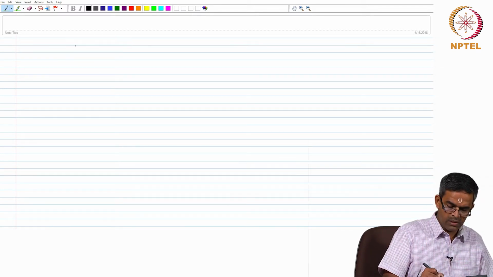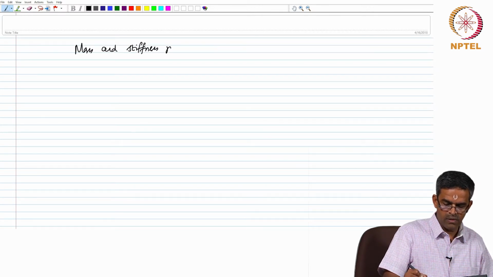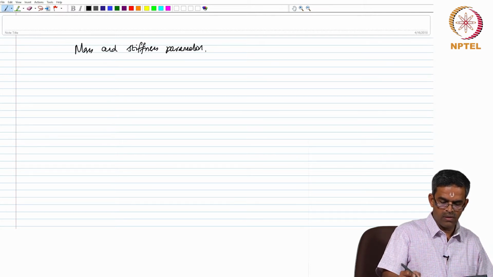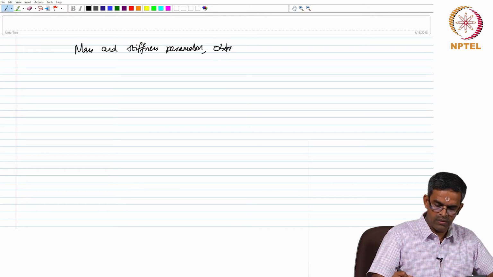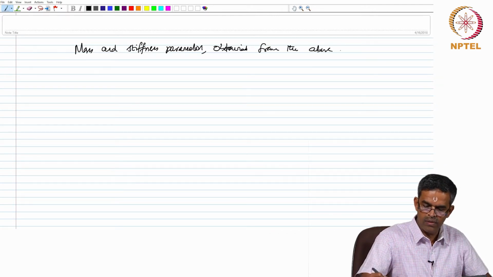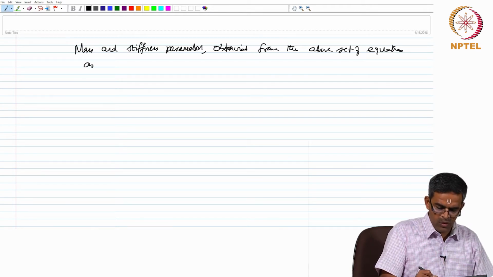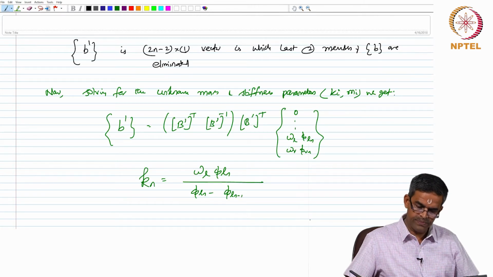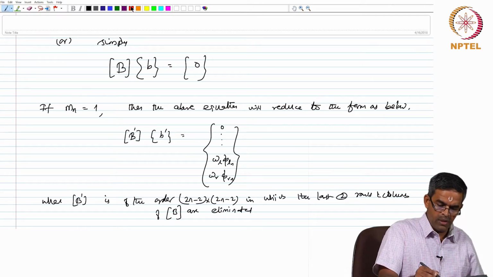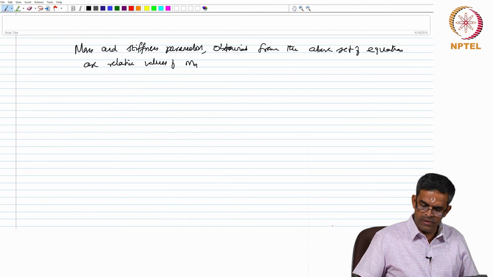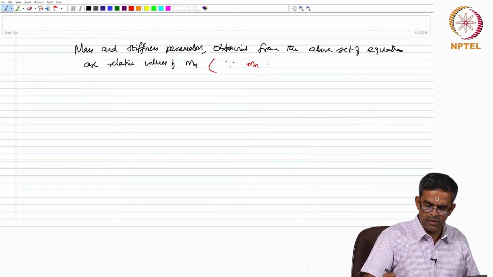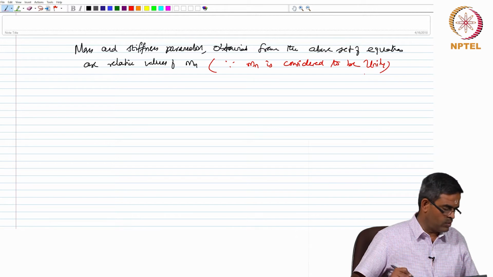Now, the mass and stiffness parameters obtained from the above equation are relative values of m, because you can see here mn is taken to be unity. Therefore, the relative values have n, because mn is considered to be unity.